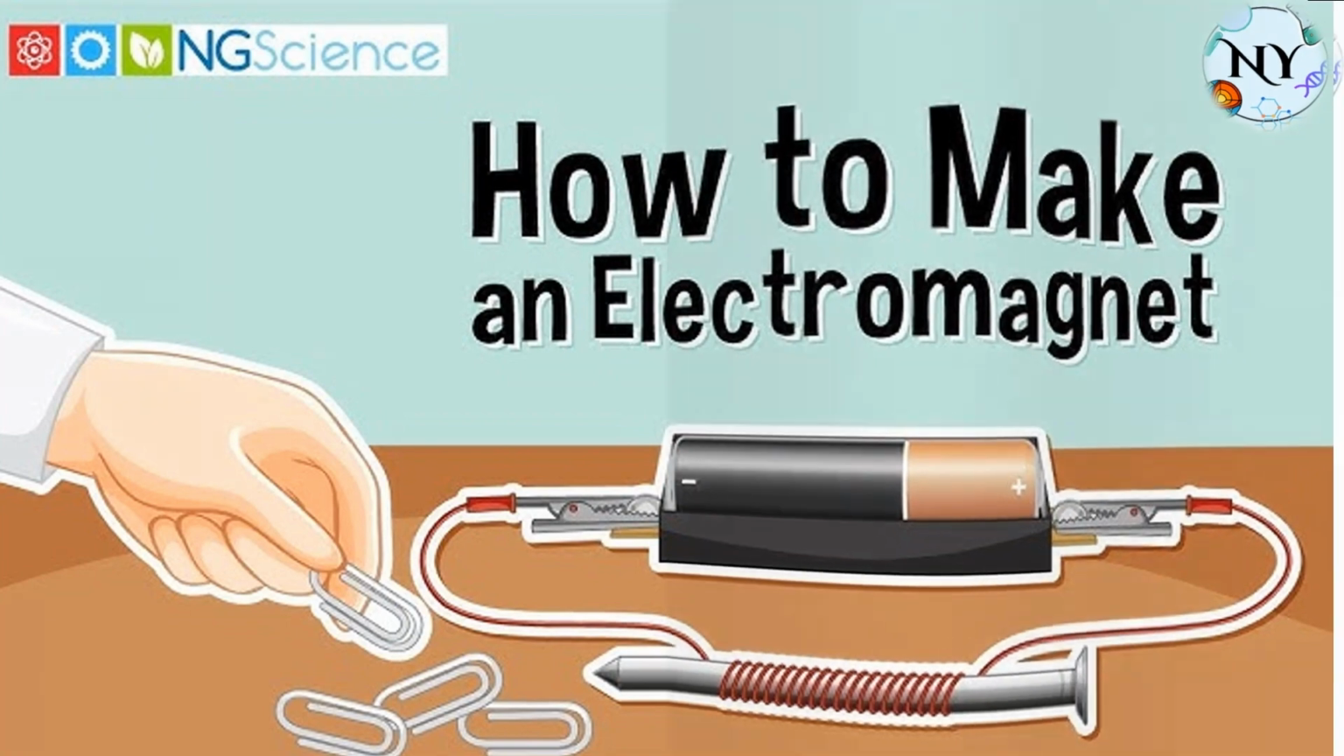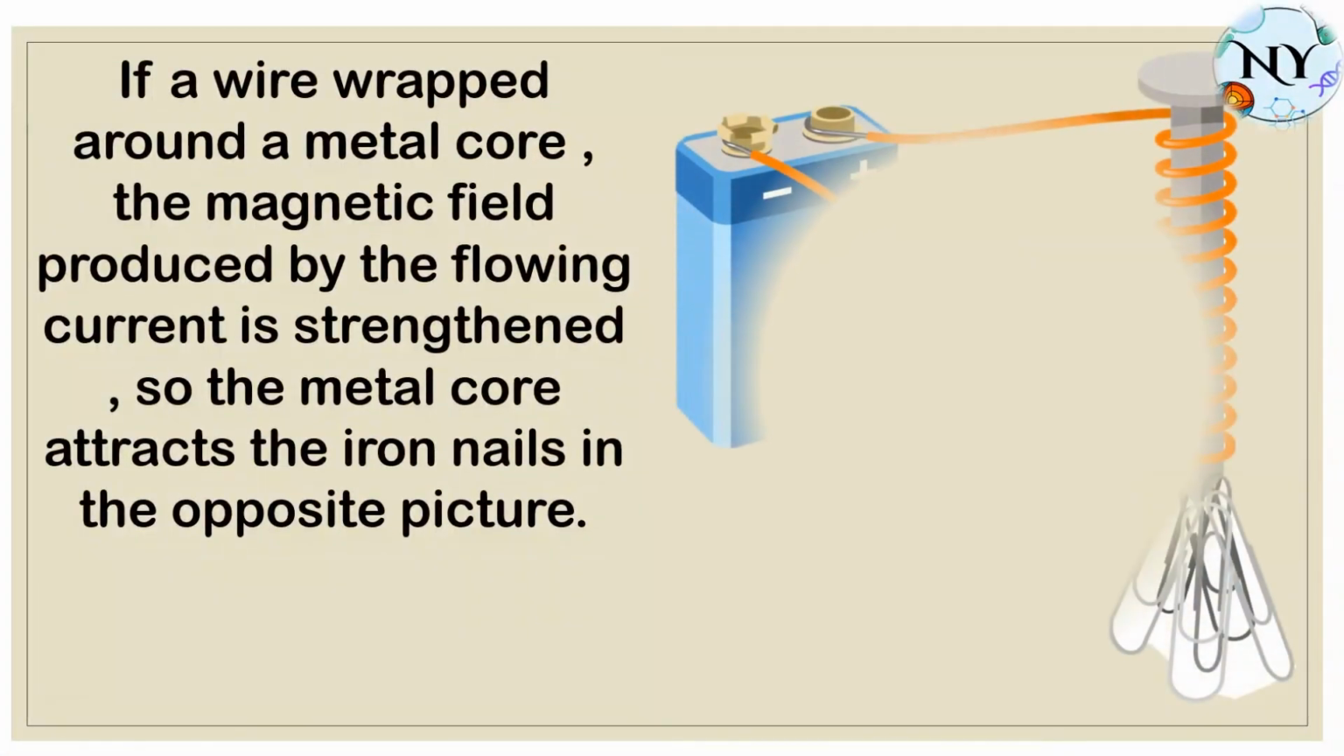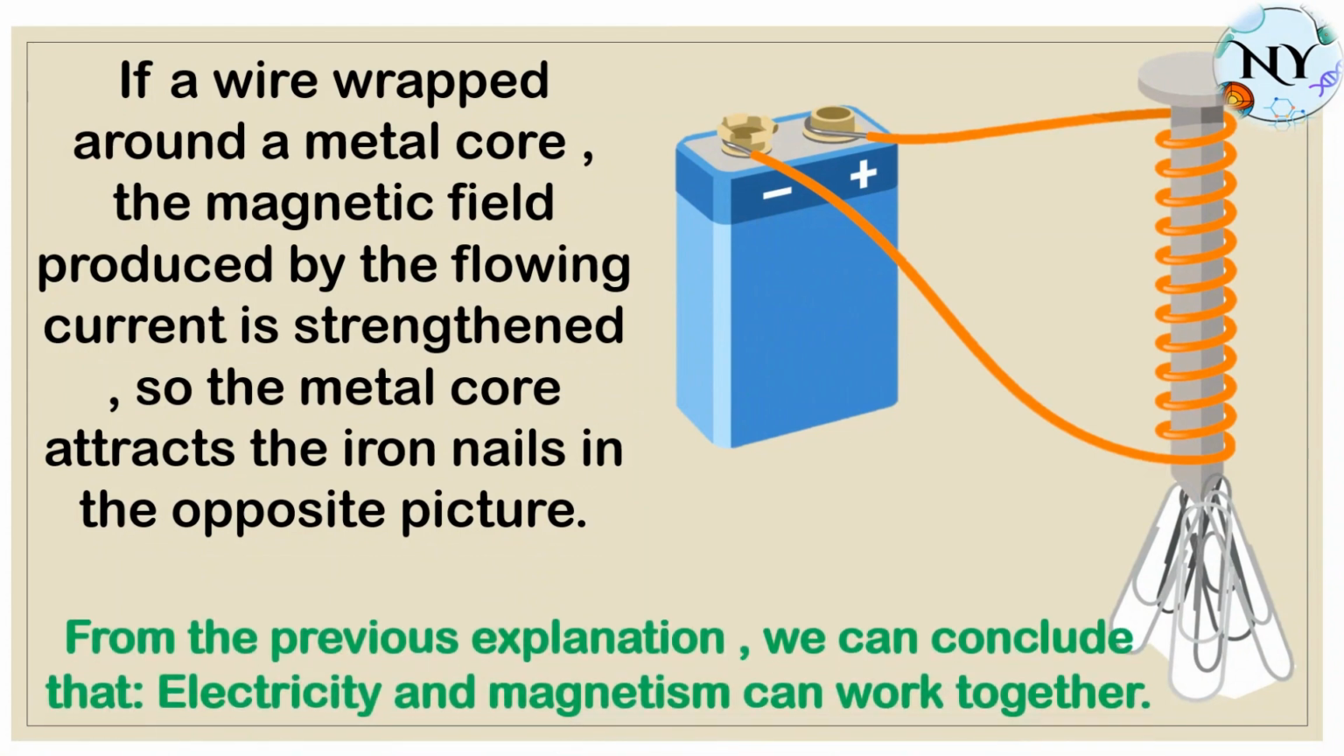But how did this happen? If a wire is wrapped around a metallic core such as the iron nail and we connect it to the battery, the electricity here produces magnetism or magnetic force. So we can attract the metallic keys, the paper clips or iron filings. So this device is called an electromagnet. So again, we just need three materials: battery, wires, and a large iron nail.